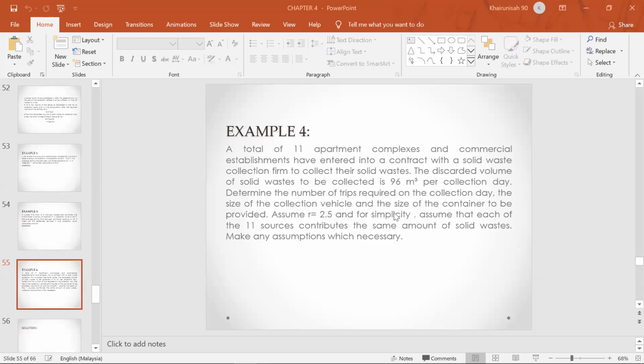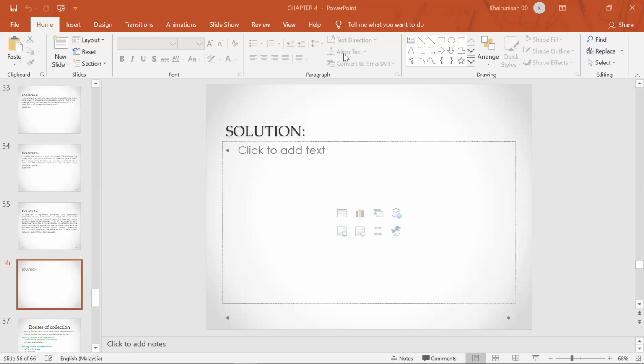So the three things that we need to find: number of trips, size of the collection vehicle, and size of the container. Assume R, the ratio, is 2.5, and for simplicity, assume that each of the 11 sources contribute the same amount of solid wastes. Make any assumptions which are necessary. So the assumptions we will use are the same as before. So we share the slide.